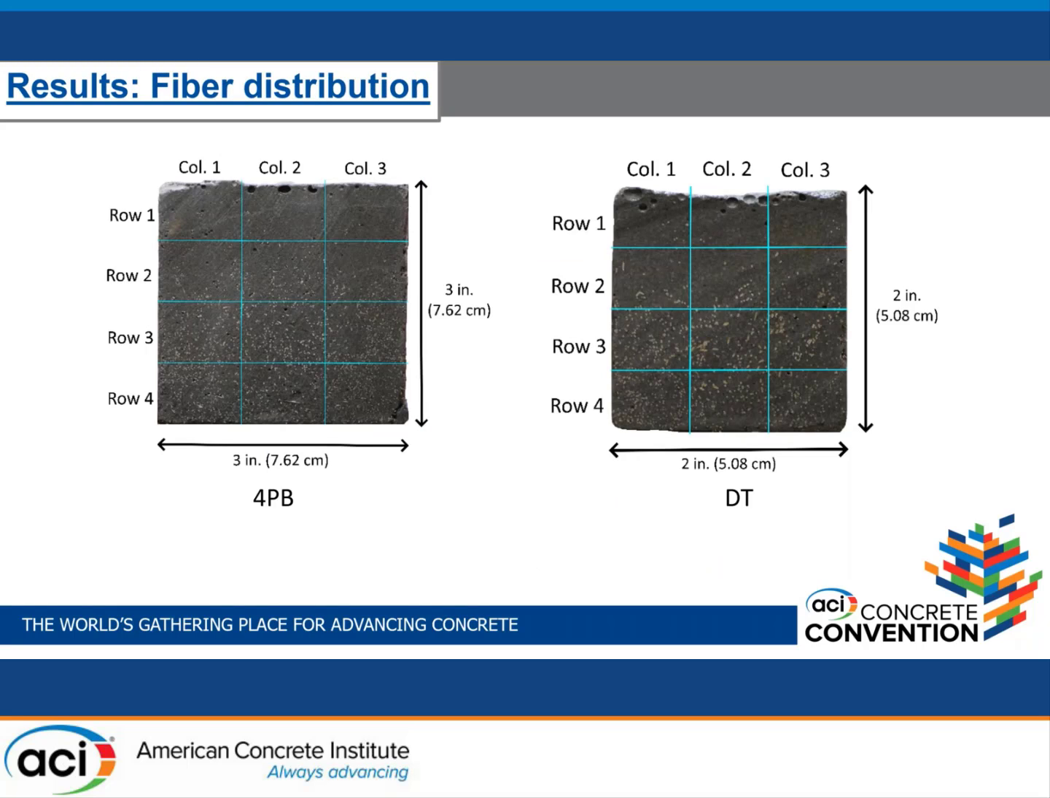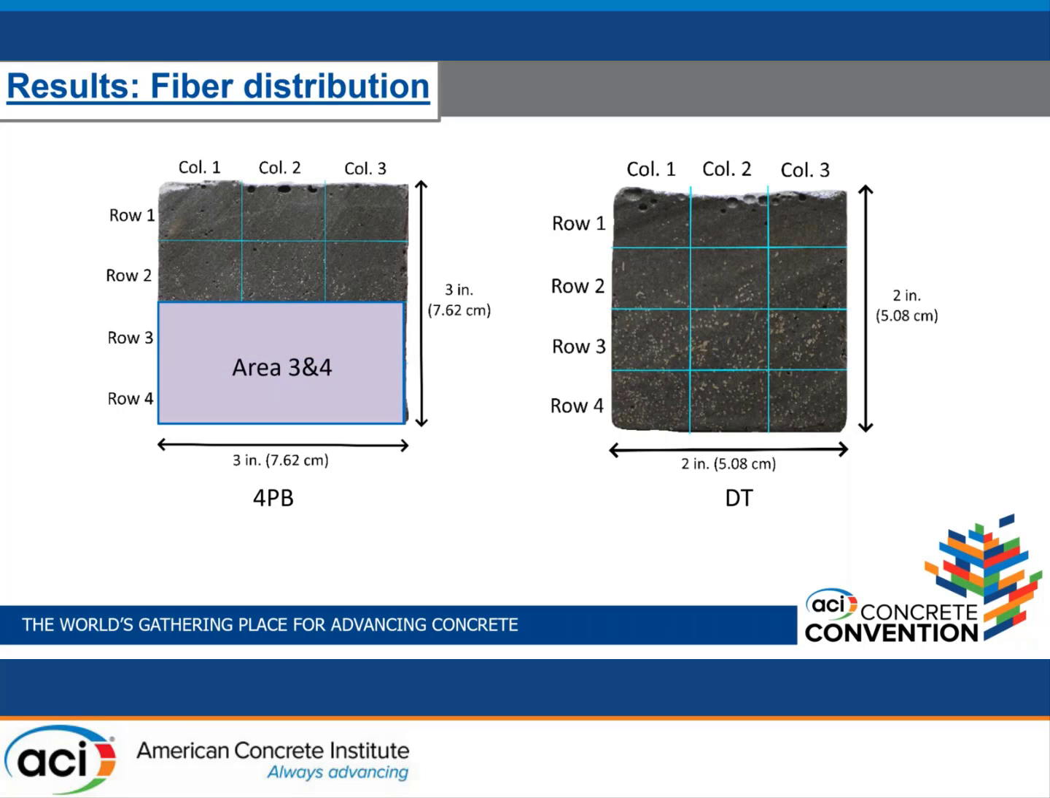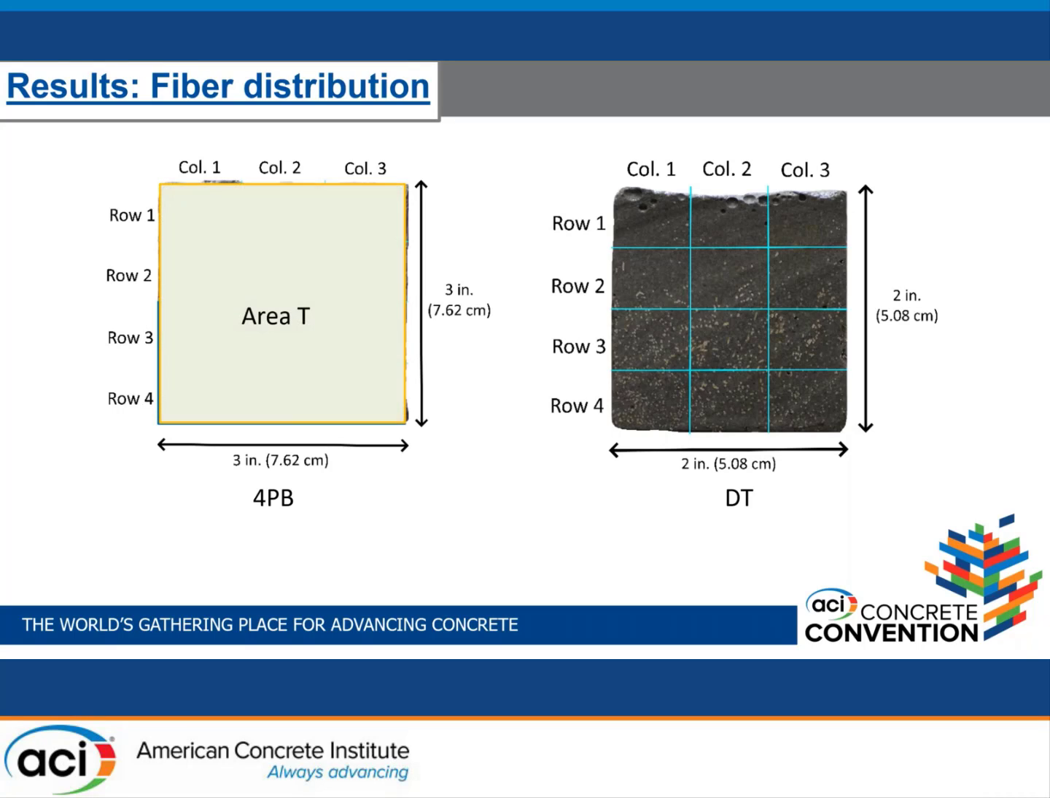And we did a fiber distribution analysis with the 4-point bending specimens and the direct tension specimens, in which we analyzed each row and each column of these specimens. For simplification purposes, for example, for the 4-point bending specimens, we divided the cross-section into 4 areas: area 4, area 3 and 4, and area total.